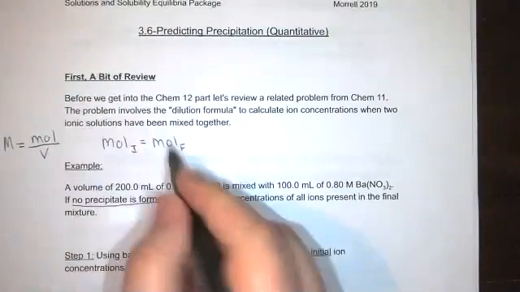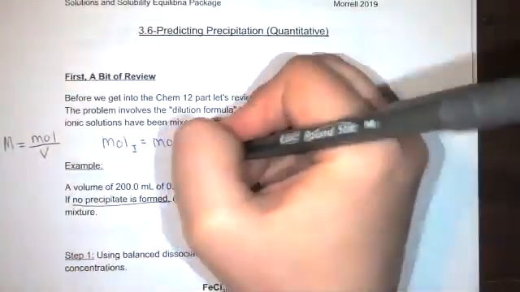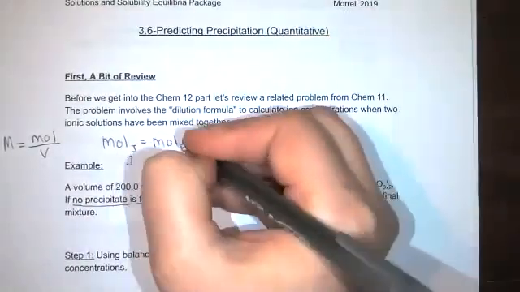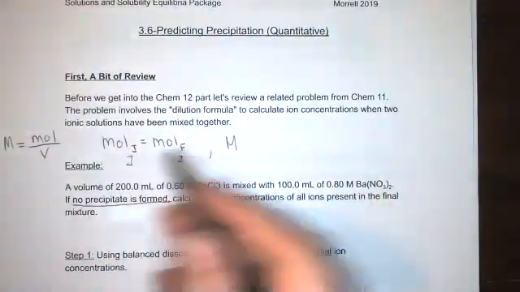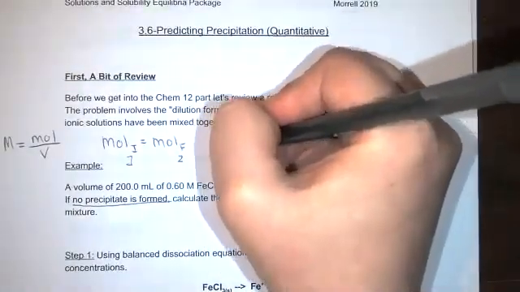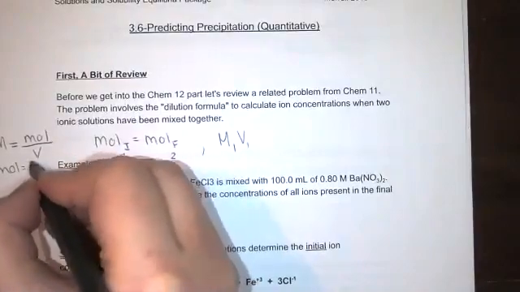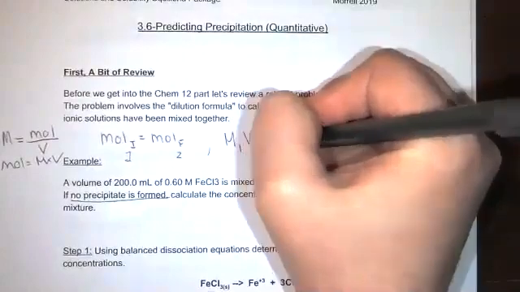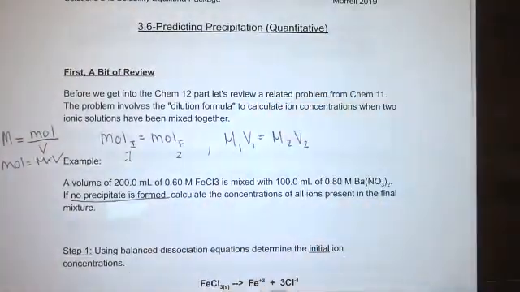So I can rearrange these equations now, and you may recognize this from last year. I'll change these i's to 1s and f's to 2s. You can keep it as i's or 1s or f's or 2s, it doesn't matter. But our molarity that we started with and our volume we started with, since moles is molarity times volume, must then equal our final molarity and our final volume.